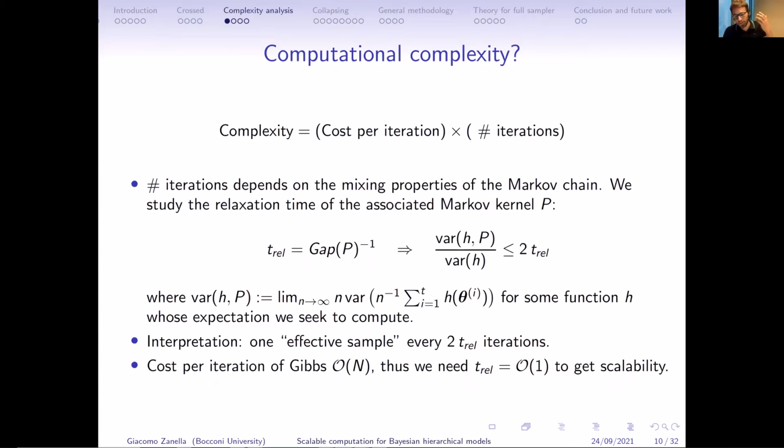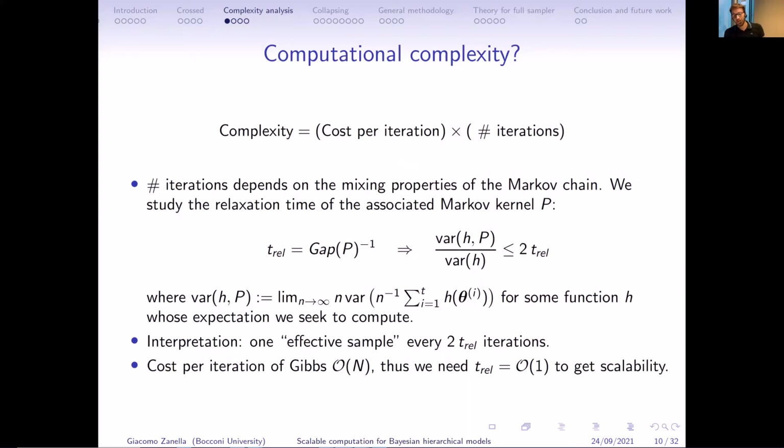So we are simply going to think of the relaxation time as the number of iterations. We are going to define the complexity as the cost per iteration times the relaxation time. In the context of Gibbs sampling, as we said, the cost per iteration is order n. And given that our aim is to have linear complexity in n, we need the relaxation time to be order 1 as n and p go to infinity.